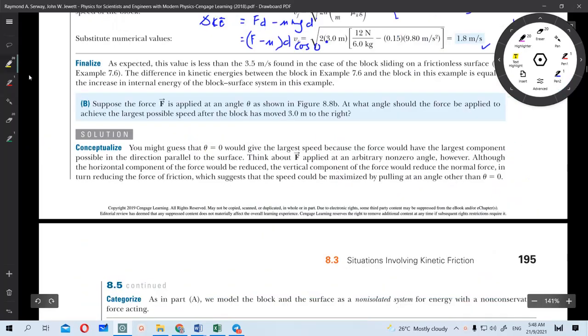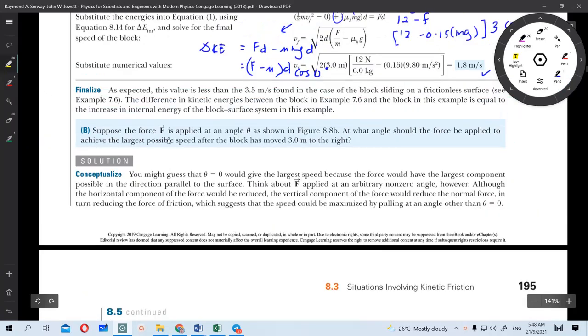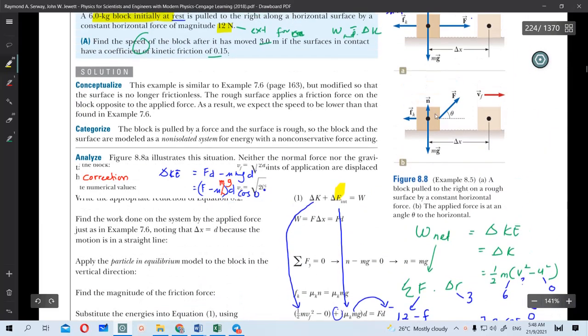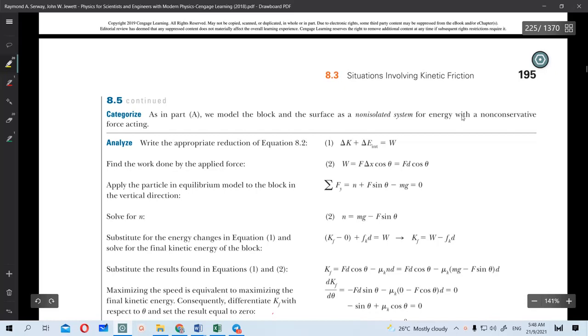Now, the B question is a little bit tough. Why? Because this is the situation where the object is now being pulled by an external force at an angle. Effect bila dia ada angle, we will find the normal force changes. Dia tak boleh jadi mg.